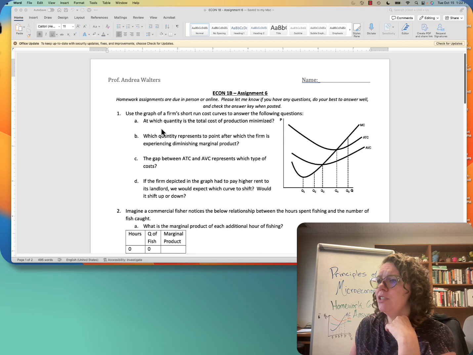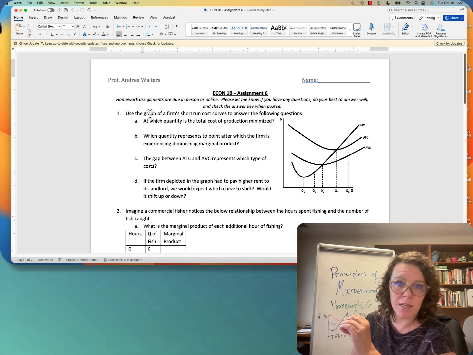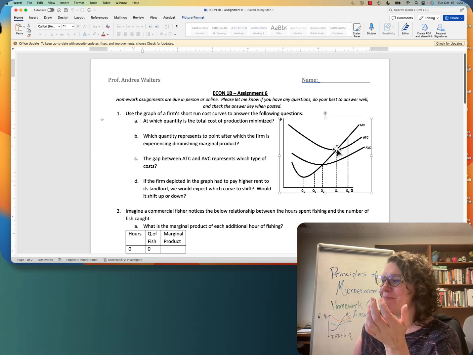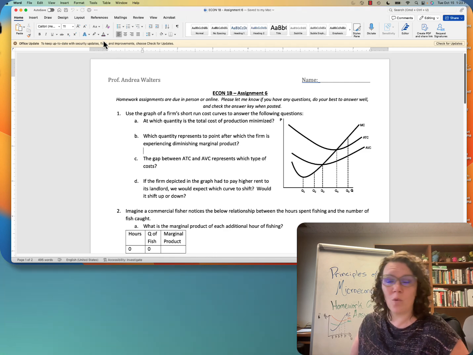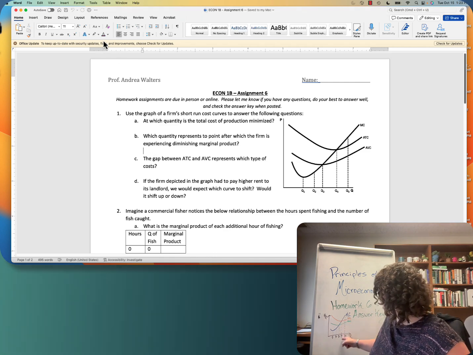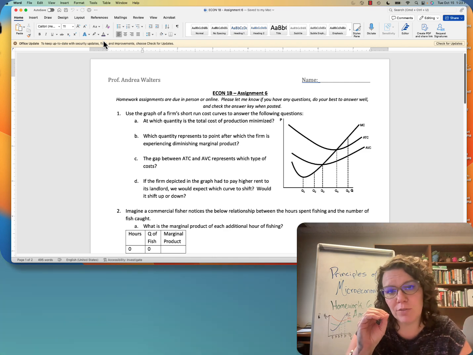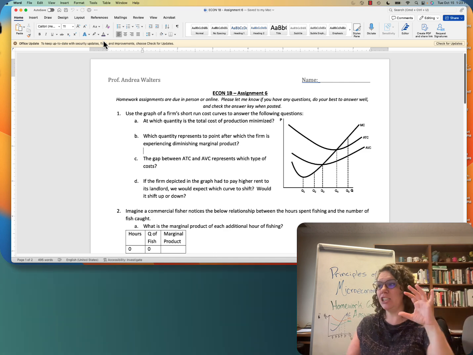And so the first thing we want to do is answer the question, at which quantity is the total cost of production minimized? And we minimize our total cost when average total cost is at a minimum. That's going to be at the quantity of Q4. So at Q4, average total cost is at a minimum. We want to remember these average cost curves are displaying the average at every stage of production.